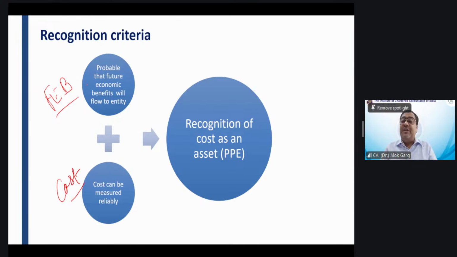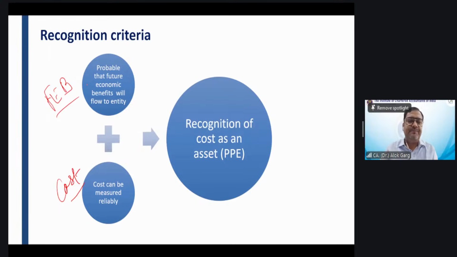My dear friends, generally cost is always measured reliably because whenever you purchase the asset, you get an invoice, you get a value, you pay the consideration. So that is first. Second is future economic benefit should be probable. What could be an example when an item will not be recognized as a PPE?